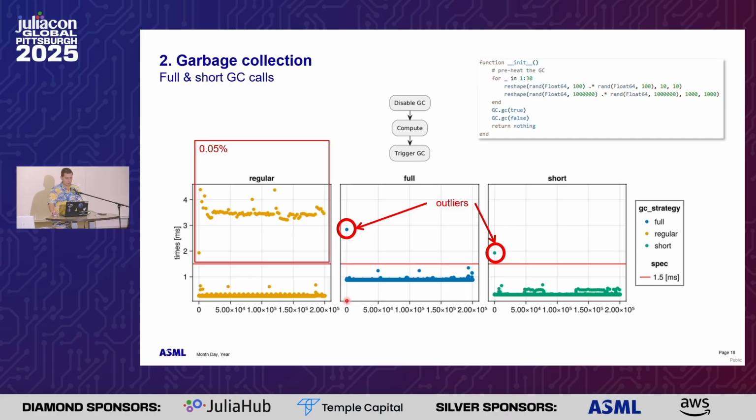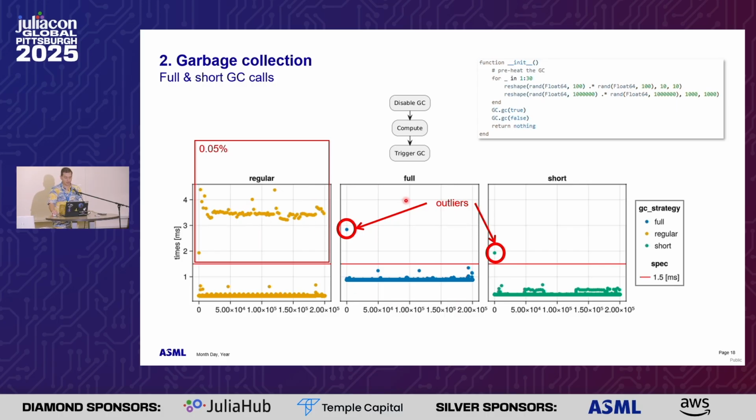Here's the test for the full collector. The garbage collector of Julia supports the full garbage collector and the short garbage collector. Here are our results. It's still fitting the budget, which is actually a very interesting observation.